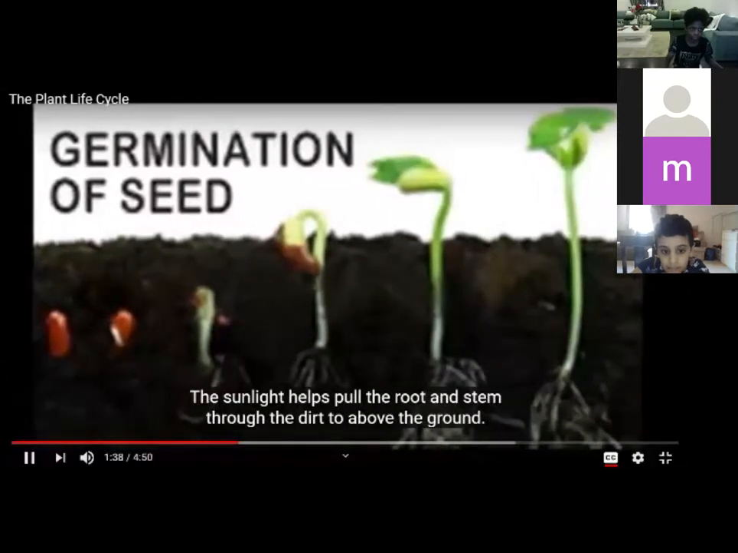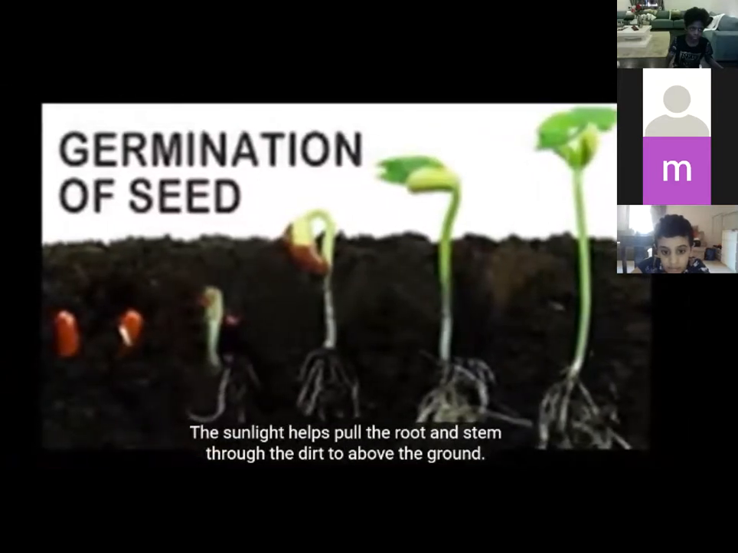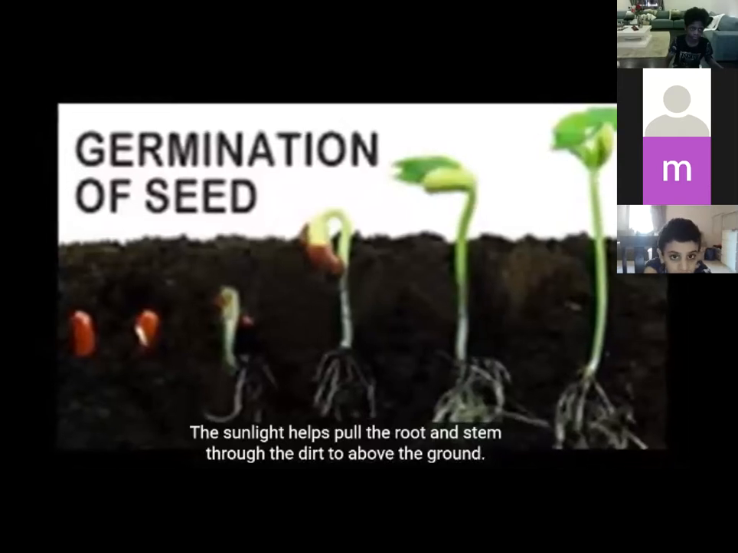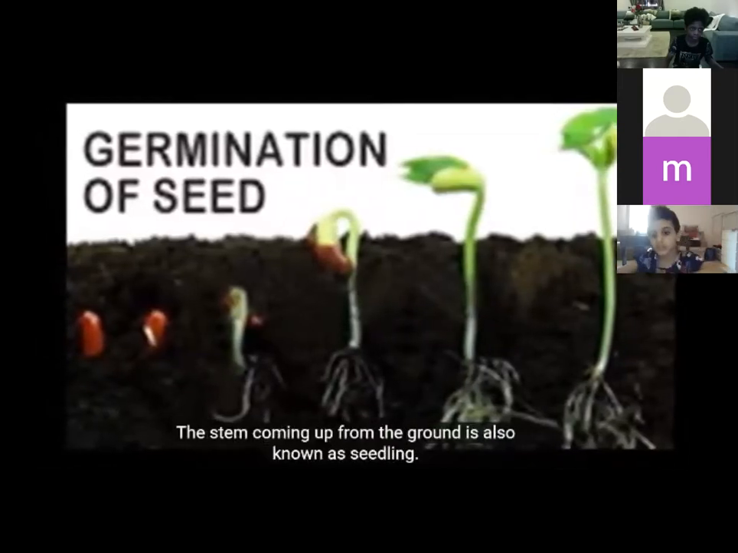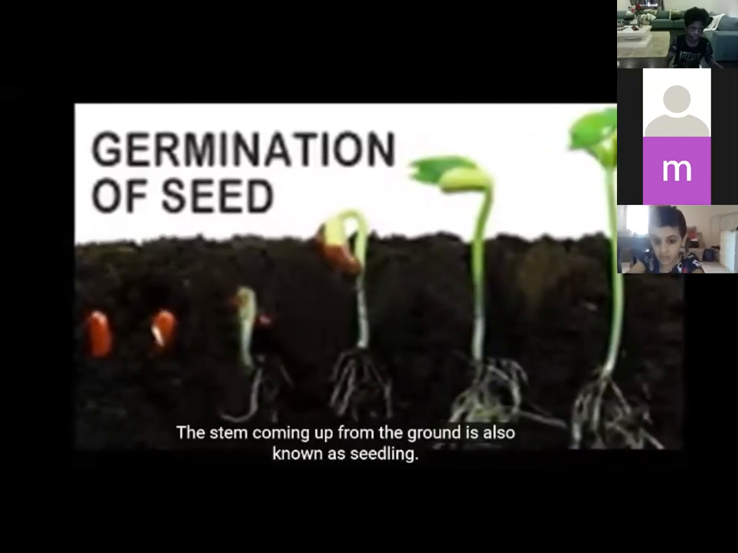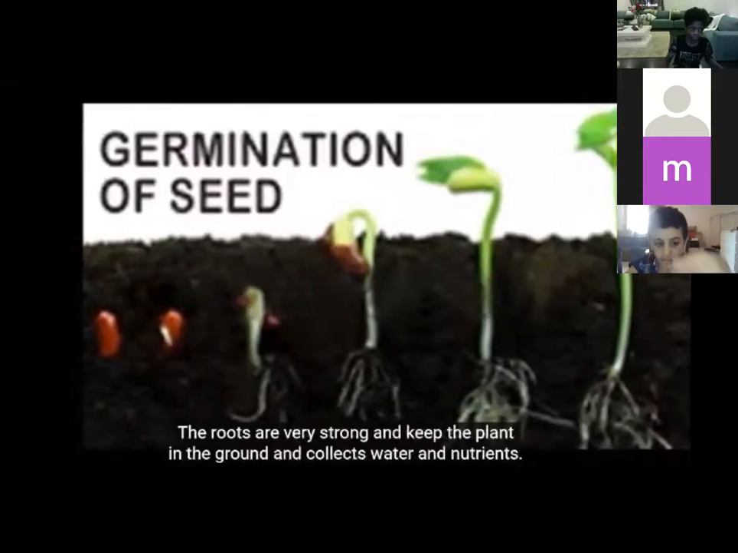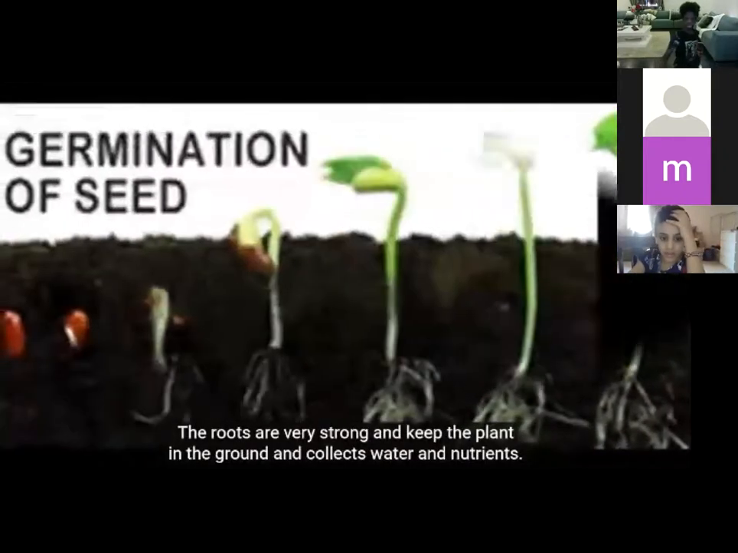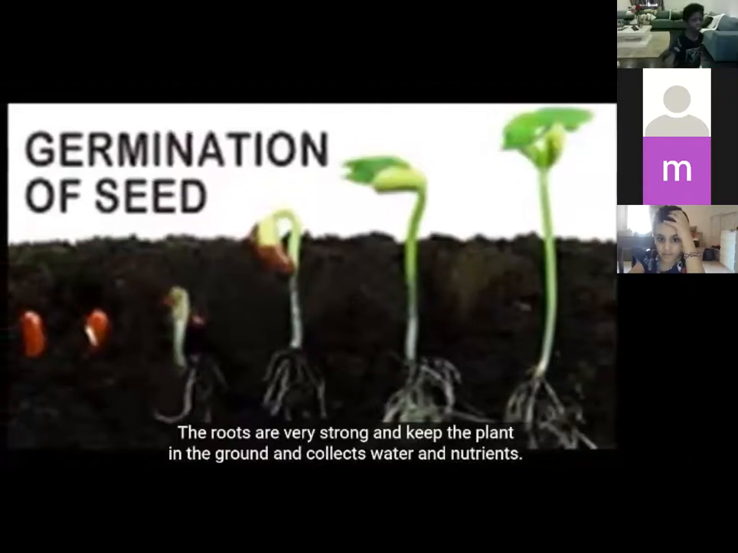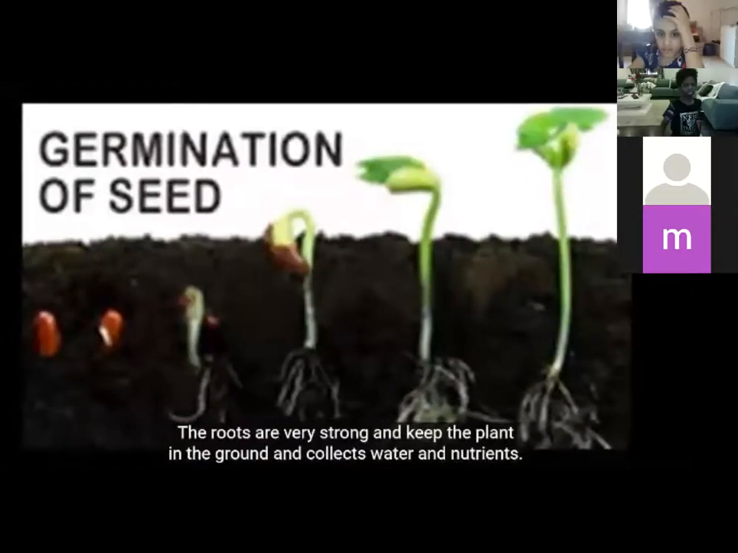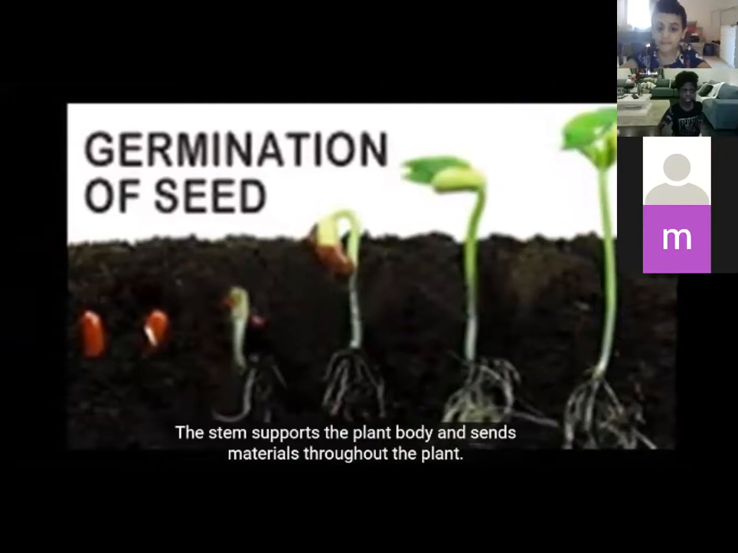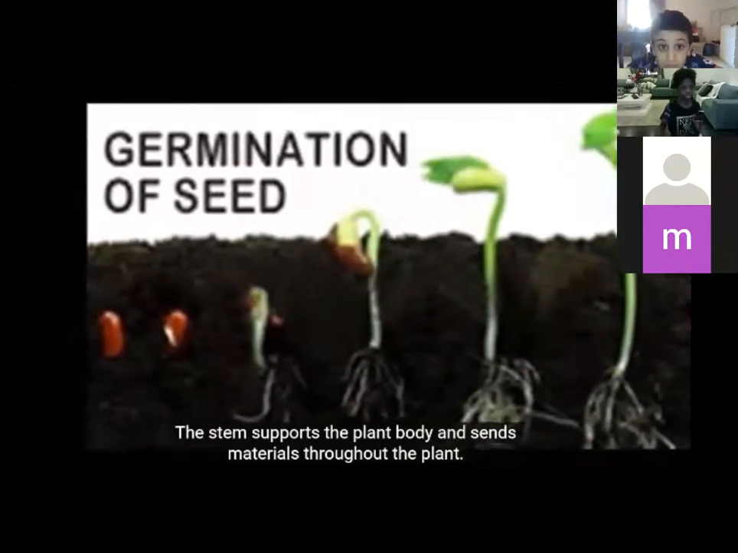Which is stage 3 in the plant life cycle. The sunlight helps pull the root and stem through the dirt to above the ground. The stem coming up from the ground is also known as seedling. The roots are very strong and keep the plant in the ground and collect water and nutrients. The stem supports the plant body and sends materials throughout the plant.